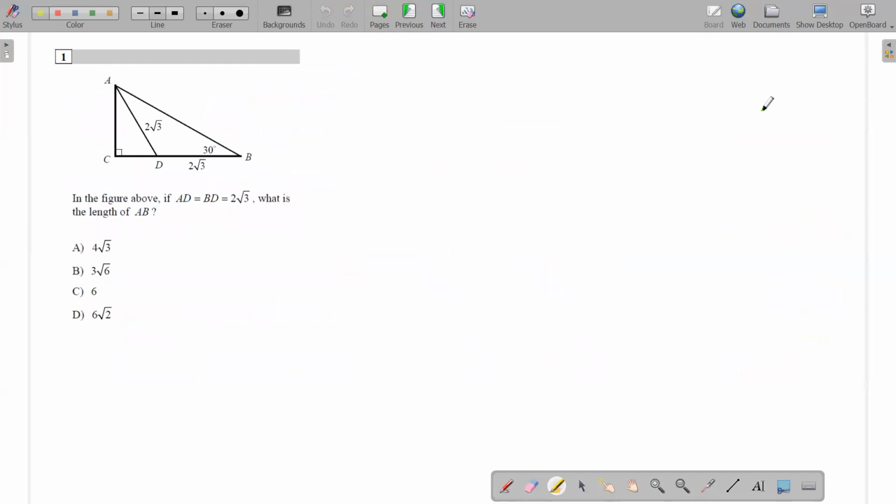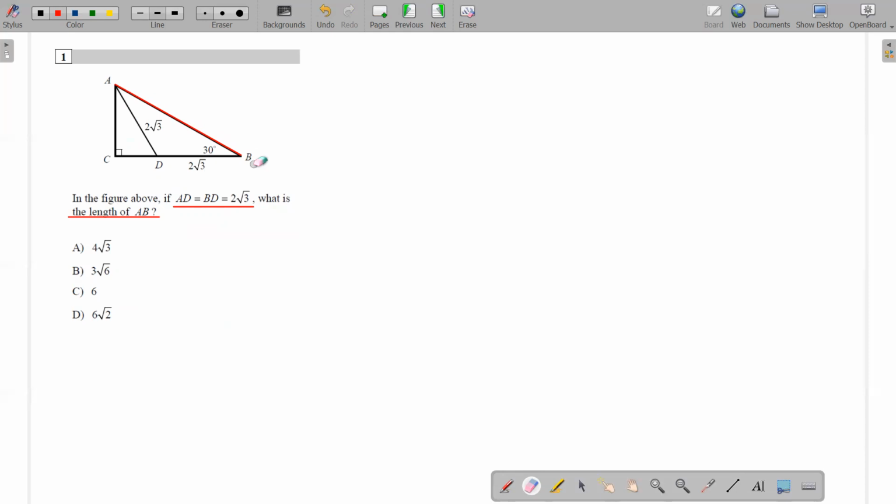For example, we have this problem. This problem says, in the figure above, if AD is equal to BD and is 2 square root of 3, what is the length of AB? So our goal is to find this length. Now, I can tell you right away that there is not only one way to solve this problem, but I'm going to show you both methods, Pythagoras and special right triangle.